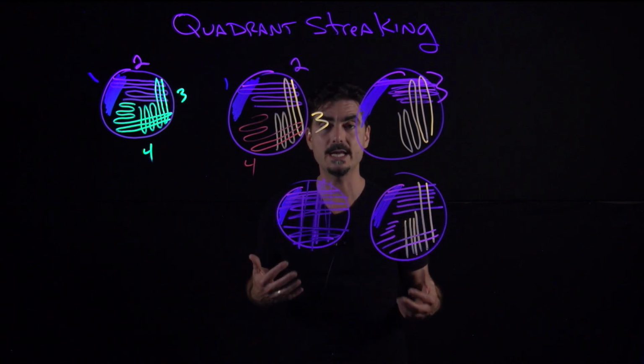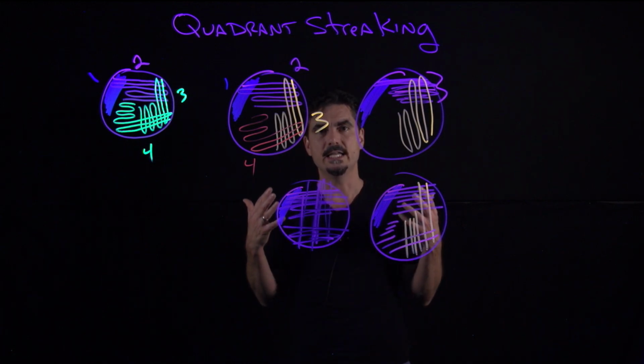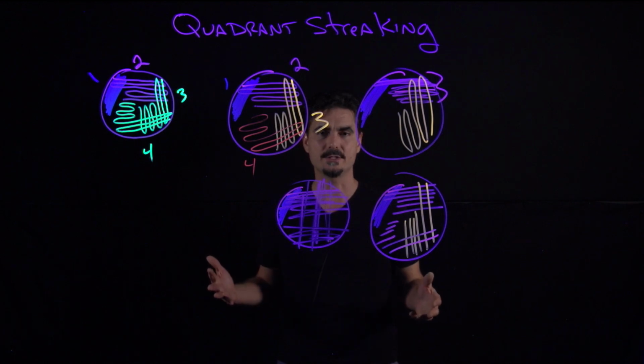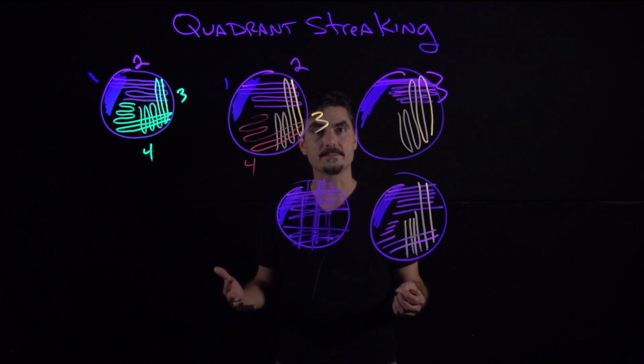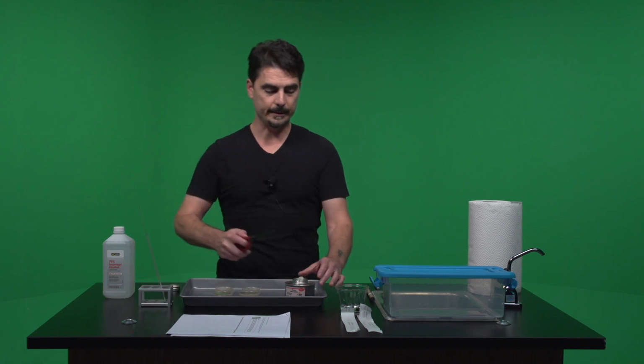When you're sampling from your body or from the environment, there's going to be a mixture of bacteria in that sample, in that swab, for example, and so you need to be able to separate them out. And that's a quadrant streak. Okay, now that we know how to do that, let's go ahead and get rolling.